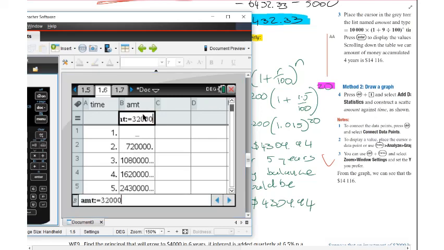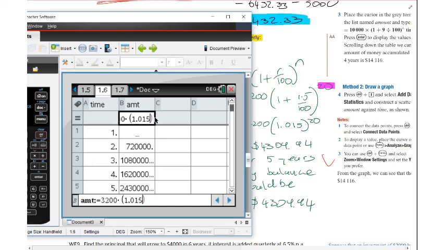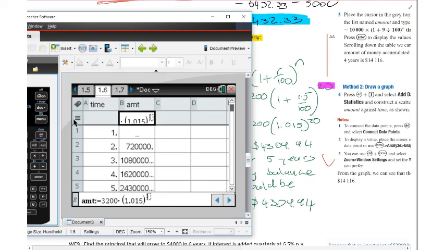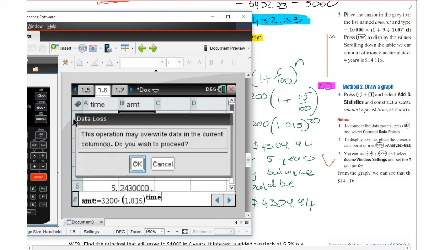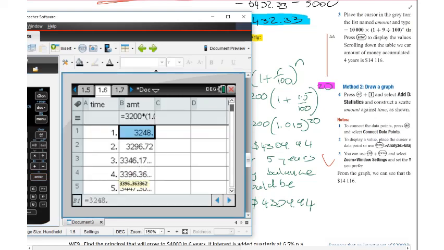3200 times, and that was 1.015, not 14, 15. I'm going to go outside the bracket, go to the power of time and go enter. That makes more sense. Okay, sorry, that took way too much time. But you can see what I've got here is what I need, and that's going to calculate for you.